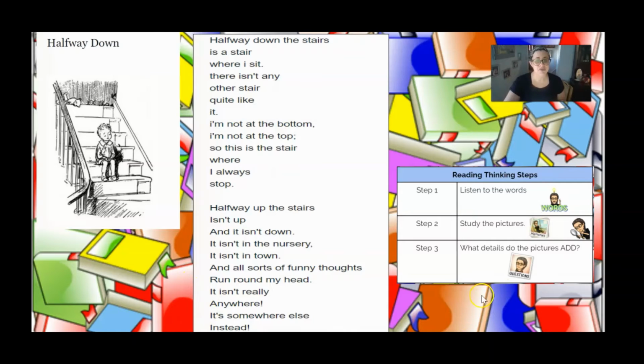I think it's time to move to step 3. What details do the pictures add? We just noticed that something was going down the stairs. Let's find details in the picture that are not in the words. You're going to think about what you learn from these details about the character, the setting, and the events. So your teacher's going to pause the video. They're going to read the poem again because we need to find details in the illustration that the words don't tell us about. You're going to dive into the details of the illustration and then come back and share what you came up with.